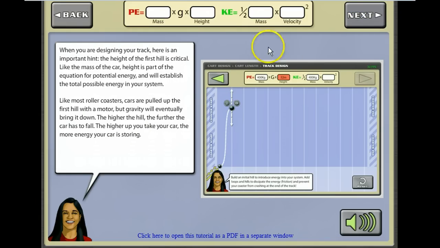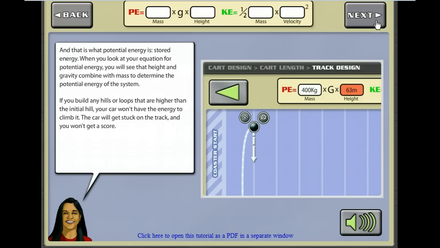When you are designing your track, here's an important hint. The height of the first hill is critical. Like the mass of the car, height is part of the equation for potential energy and will establish the total possible energy in your system. Like most roller coasters, cars are pulled up the first hill with a motor, but gravity will eventually bring it down. The higher the hill, the further the car has to fall. The higher up you take your car, the more energy your car is storing. And that is what potential energy is, stored energy.